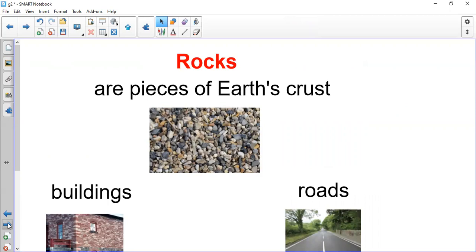The second natural resource that we will study is rocks. Remember when I told you that the earth is made up of rock, and we call it earth crust. So rocks are pieces of earth crust. How can we use rocks? We can use rocks for buildings, for roads, for building homes, for making different things around us.